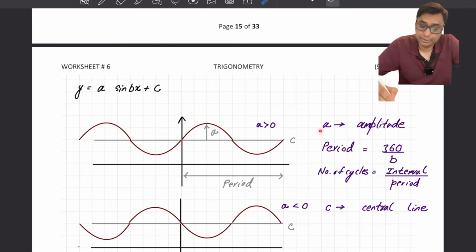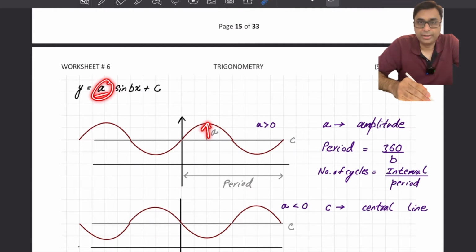And one more thing that you have to identify: previously we said that this is going to be 1 because the coefficient was 1, but whatever number you have over here is the amplitude of this graph, or the maximum value from the central line. So this is going to be the a.